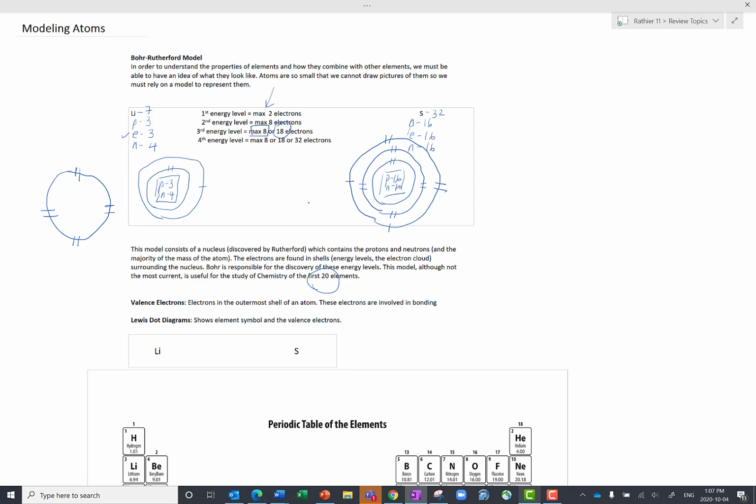Okay, so this is the kind of thing that you can practice, and I would really suggest, if you haven't done it already, to go through the process and draw the Bohr models for the first 20 elements. So from hydrogen to calcium, it will really help you when we move on to understand the patterns that you see in the periodic table.